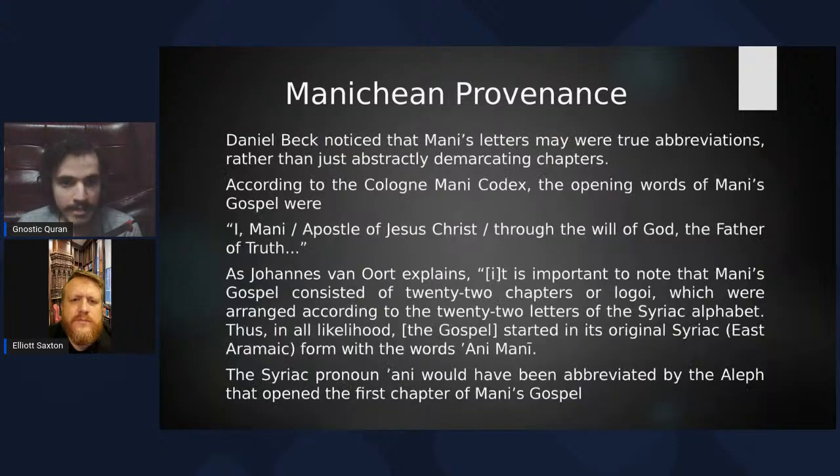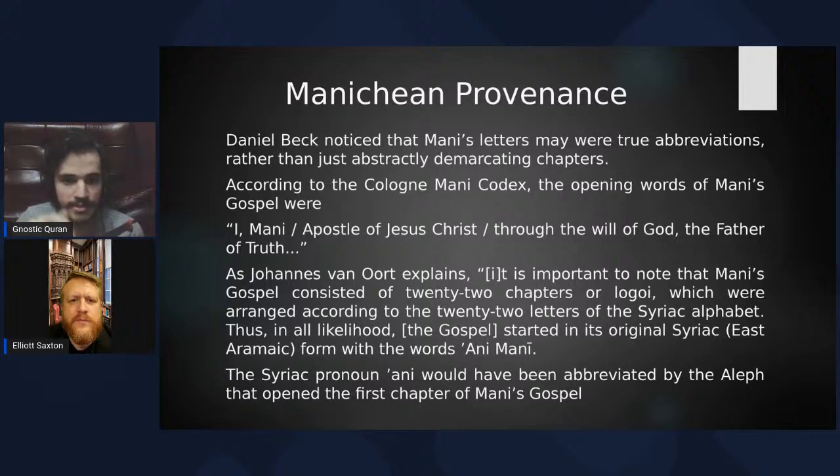Daniel Beck noticed that the letters were abbreviations. They were not standing for the chapters, because, for example, and this is the reconstruction for the audience who will look at our discussion, because we don't have, unfortunately, the original materials of the Gospel of Mani. We only have the reconstruction, akin to the Marcion Gospel, from the heresiological reports. We don't have the materials.